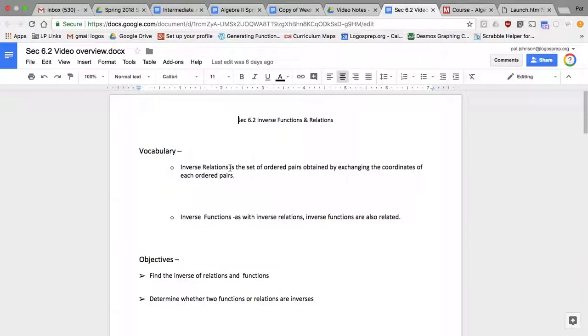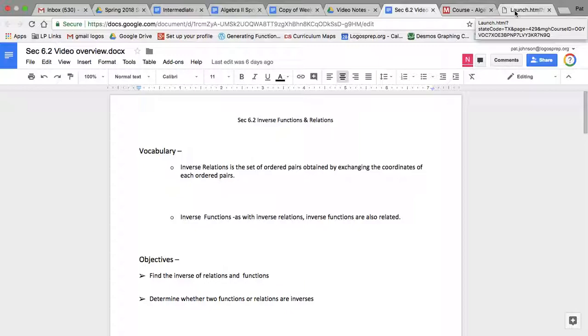An inverse relation is a set of ordered pairs obtained by exchanging the coordinates of each ordered pair. And inverse functions, as with inverse relations, are also related. So remember, to be a relation, they have to have an ordered pair, basically. Everybody has to have a partner. To be a function, it has to pass the vertical line test. So we take the graph, you can't have the same input with a different output. So that's basically it for understanding what a function and relation is.